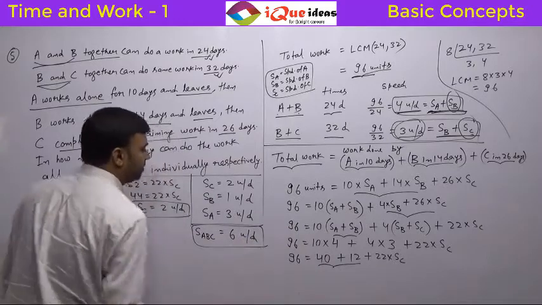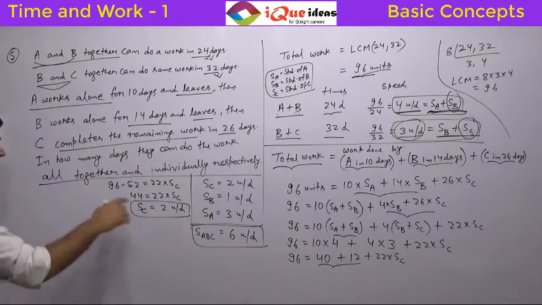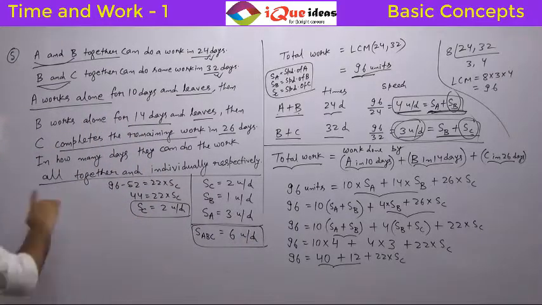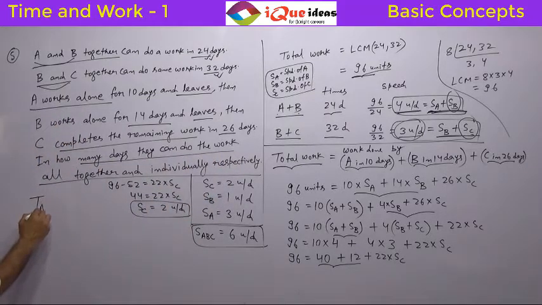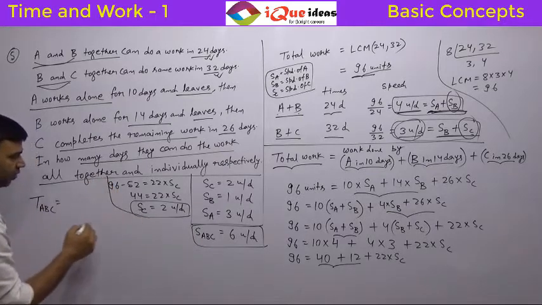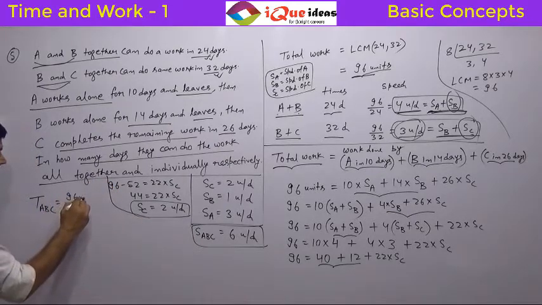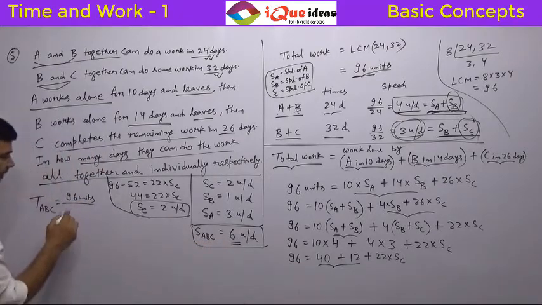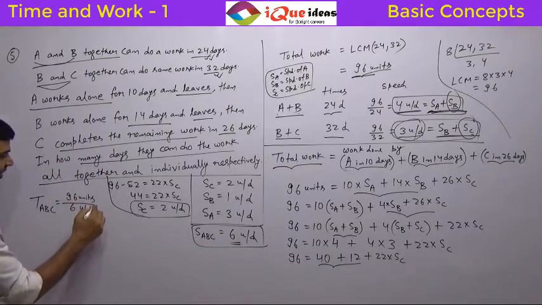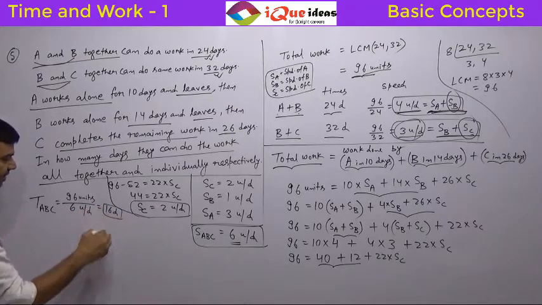So now we have the speed of every individual person and the combined speed. The question is asking in how many days they can do the work together, right? So time taken by all ABC together will be equal to total work. What was the total work? It was 96 units. Divide by combined speed of ABC. What is the combined speed of ABC? It is 6 units per day. So 96 by 6 is 16 days is the answer.